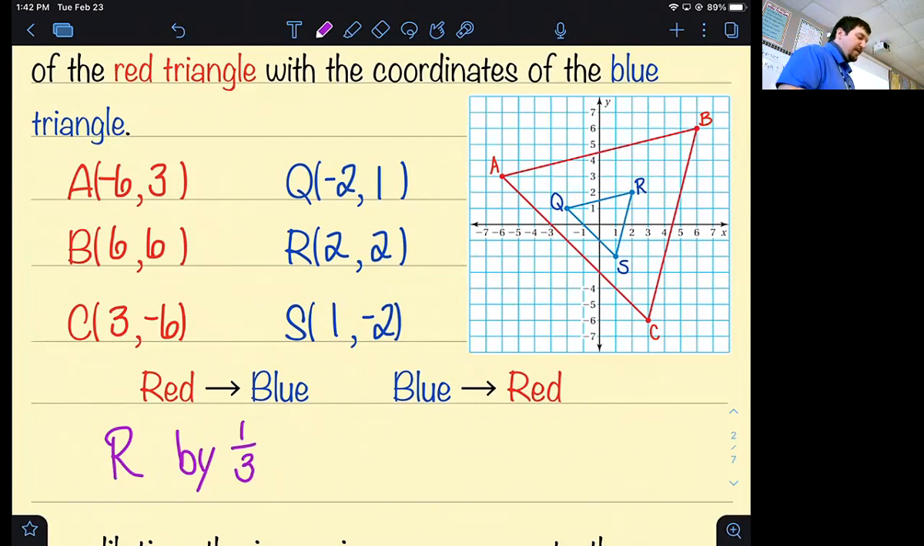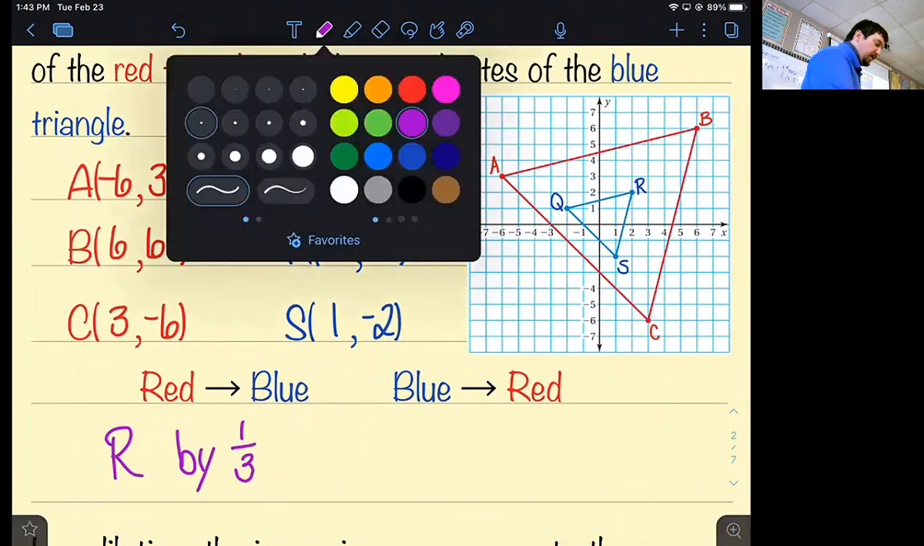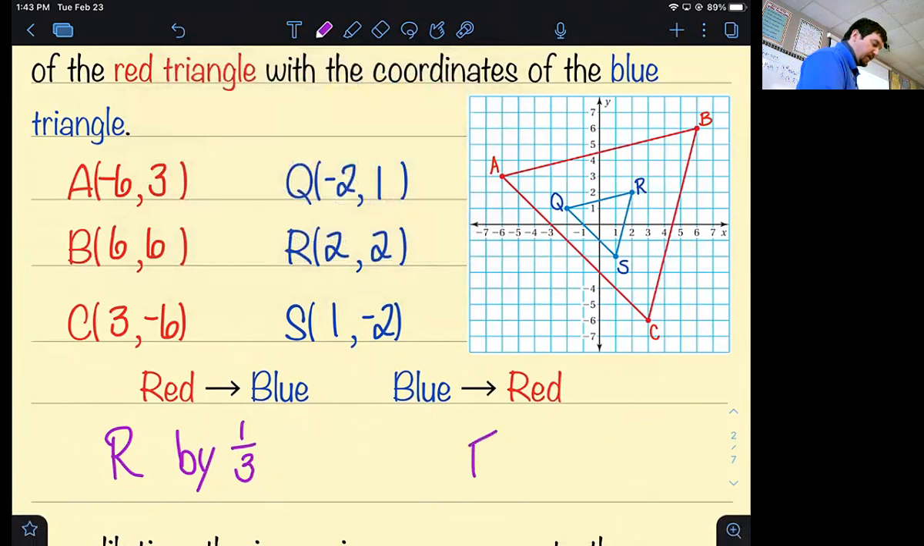Okay. Now, if I go from blue to red, then if the blue was my starting shape, I'm not sure why I'm changing colors, then it was enlarged, and I'm going to put an E to show that it was enlarged. And what did they multiply all the blue coordinates by to get to the red coordinates, Elise? 3. So you could say it was enlarged by 3, which is the reciprocal, the exact opposite of what we said before.